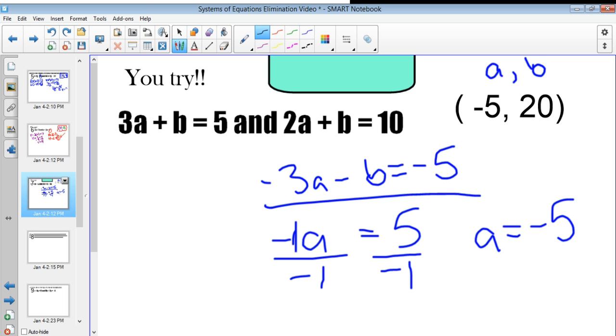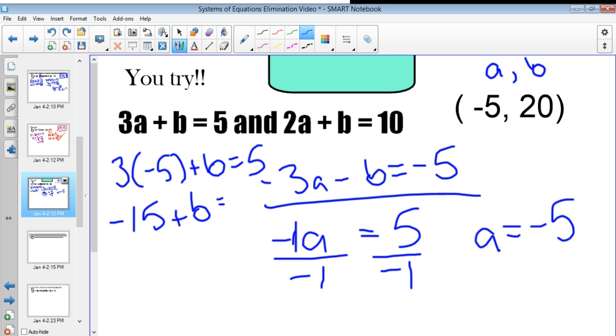So now I plug this back in. I'm going to plug it in to this equation on the right. So I have 3 times negative 5 plus b equals 5. That's going to be negative 15 plus b equals 5. I add 15 to both sides. And b equals 20. So negative 5 comma 20.